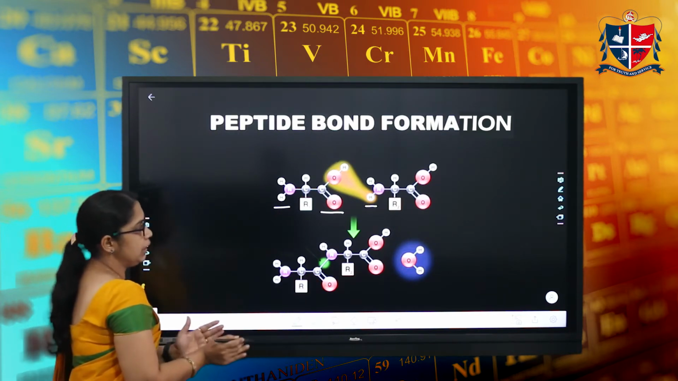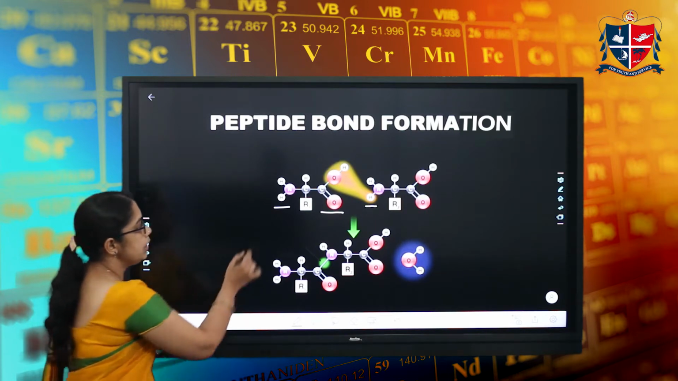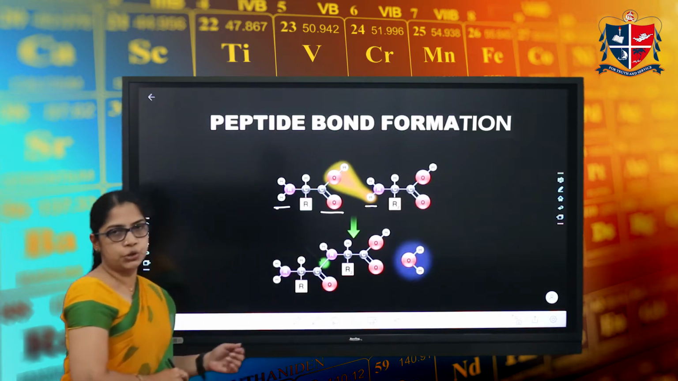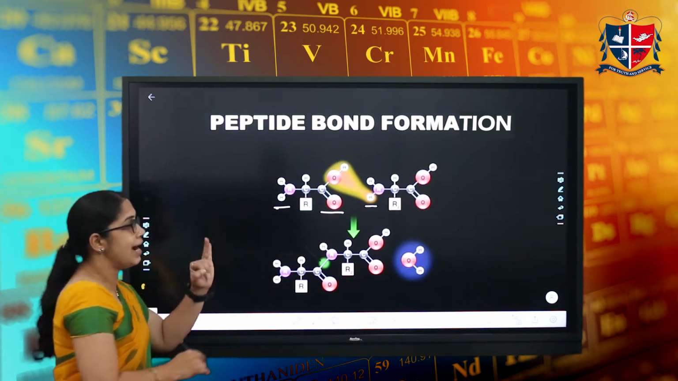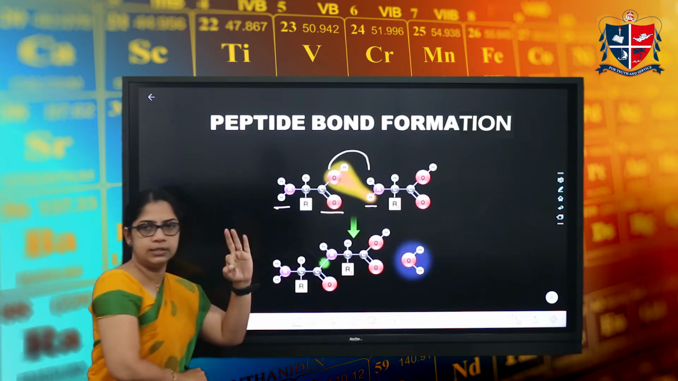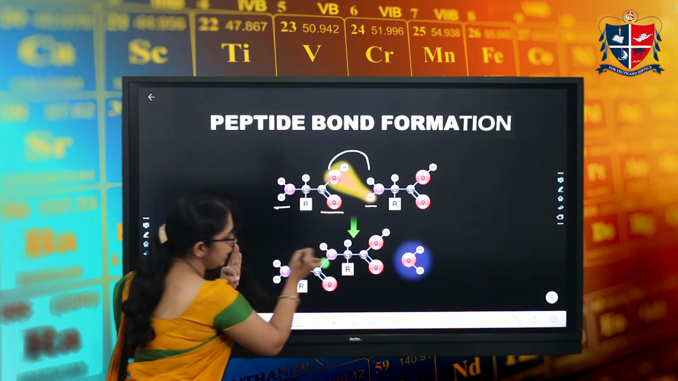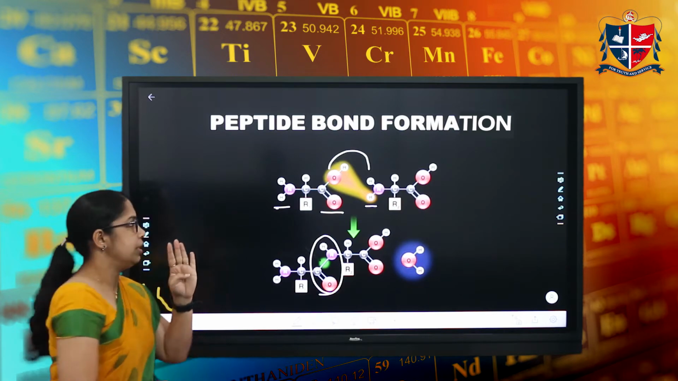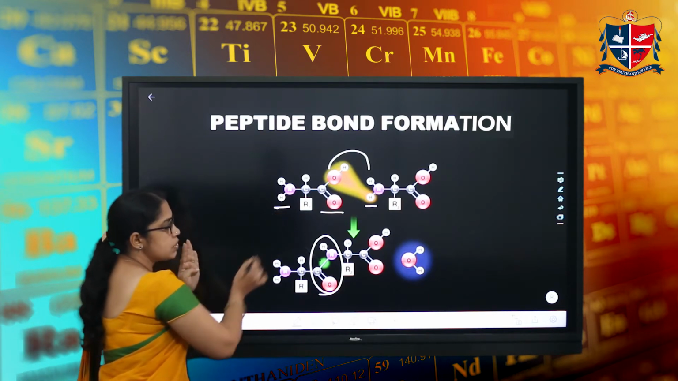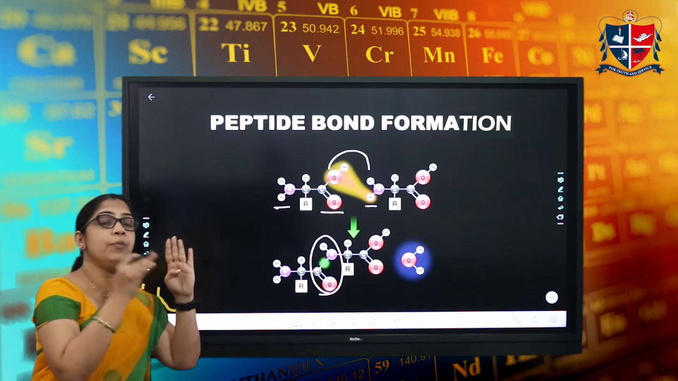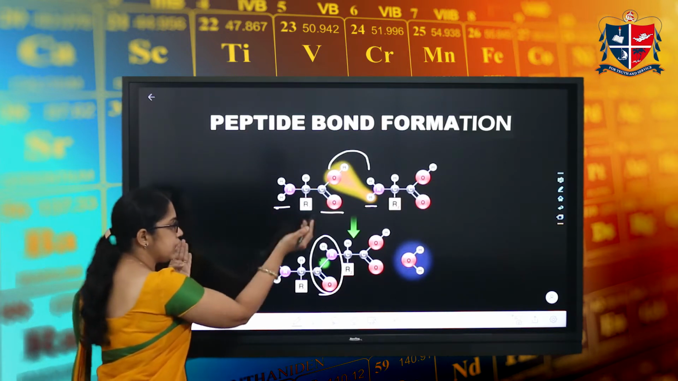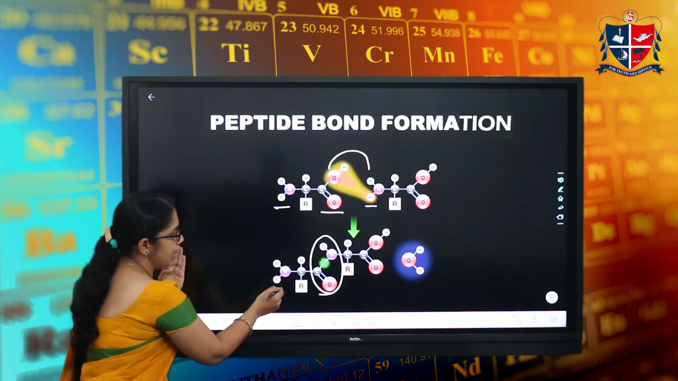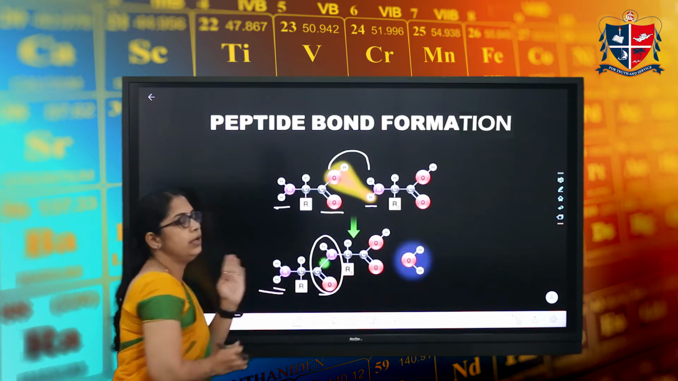So in method 1, there are different steps. The first step is the protection of this NH2 group. The second is the activation of this COOH group. The third is the condensation of these two, so it will condense and we will get the peptide bond. And in the fourth step, deprotection, or removal of the protecting group. First we protected this NH2 group, so in the last step we remove the protecting group. Then the protected NH2 will remain as NH2 itself, and we will get the required peptide.